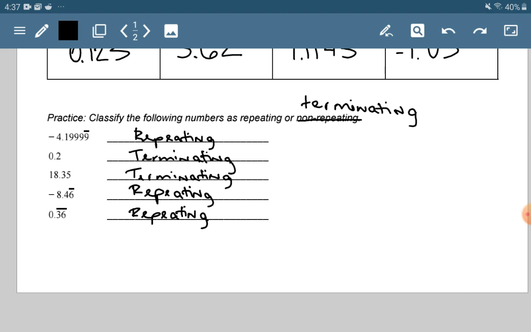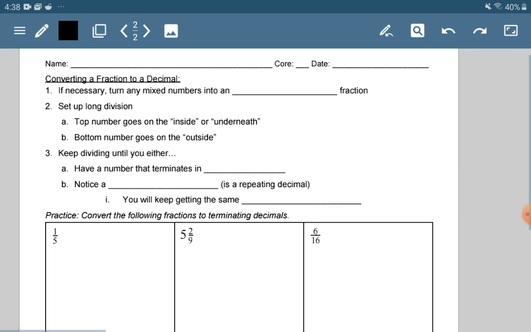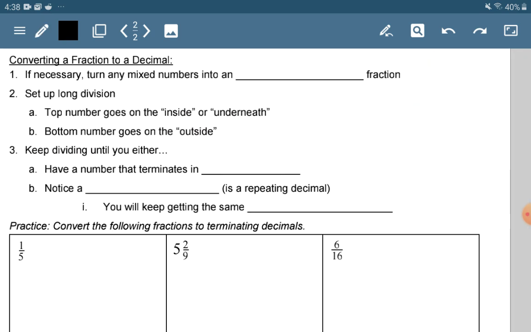On the back, we're going to actually practice turning fractions into decimals. So we're going to be doing a little bit more math with these. In order to do this, if necessary, we're going to turn any mixed numbers into an improper fraction, since we're dealing with division and we cannot do division unless it's improper.